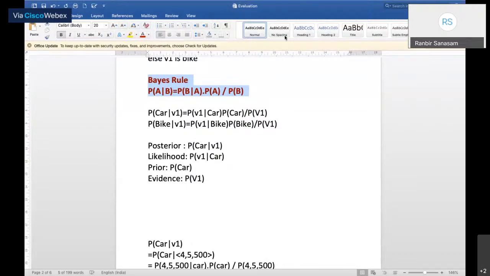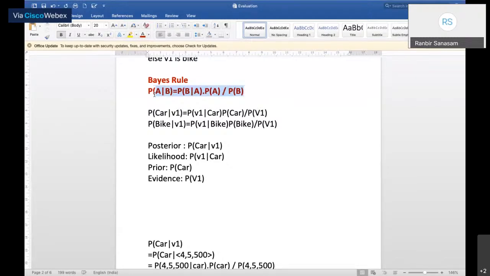So what is this Bayes rule? Some of you might already be aware of it. Bayes rule is about conditional probability, like the probability of A given B. This is conditional probability. If you expand it, you can easily see that it can be written as the probability of B given A, multiplied by the probability of A, divided by the probability of B. This is your conditional probability.